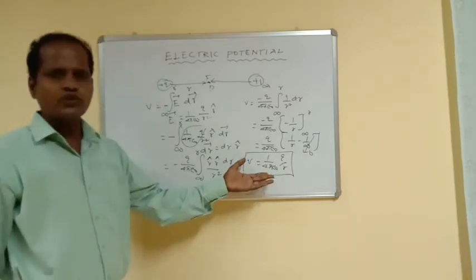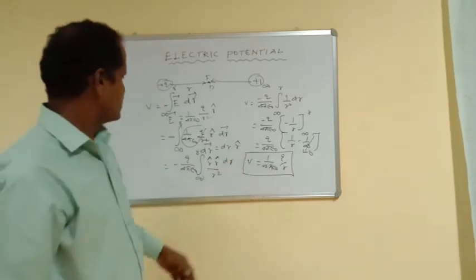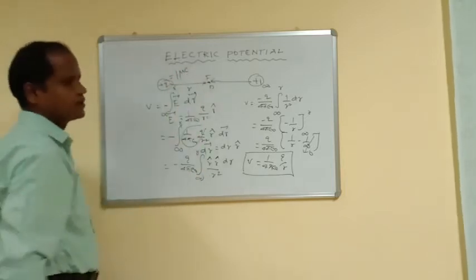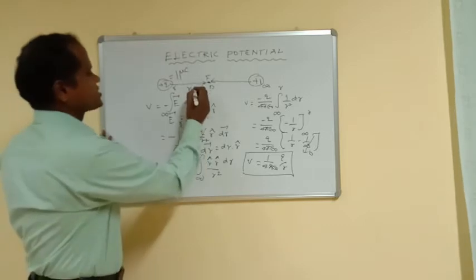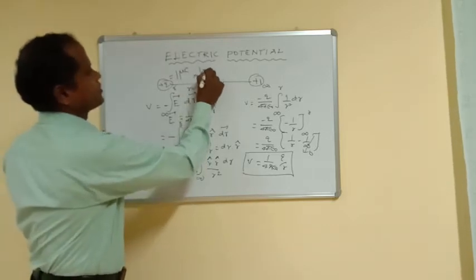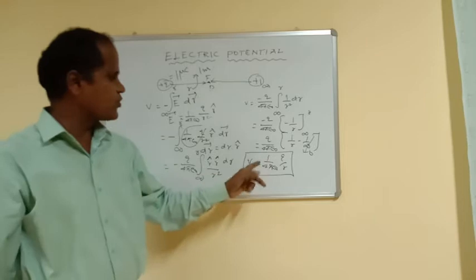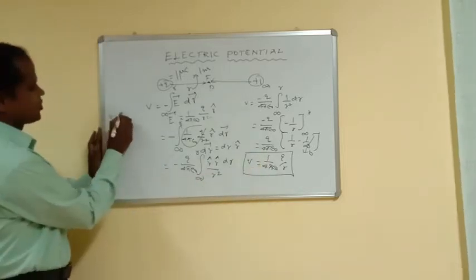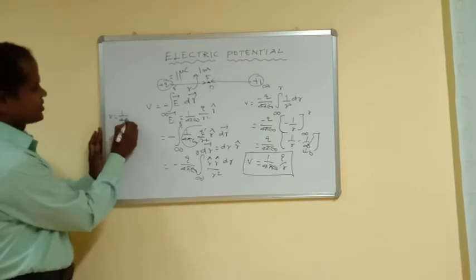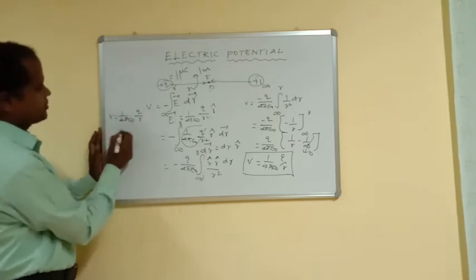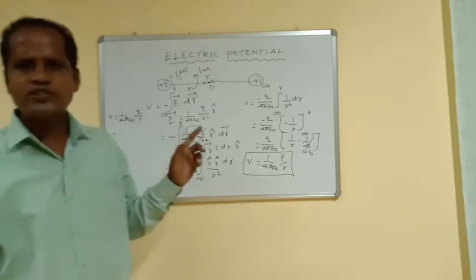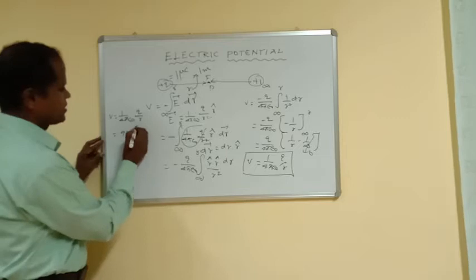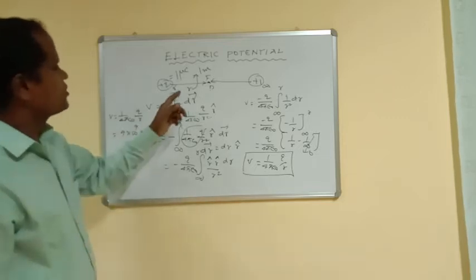Based on this, I can do a sum also. Suppose we take a 1 microcoulomb charge, and this distance is 1 meter. Then we can find the value of V. V is equal to 1 by 4 pi epsilon 0 q by r. What is the value of 1 by 4 pi epsilon 0? 9 into 10 power 9. What is the q value?